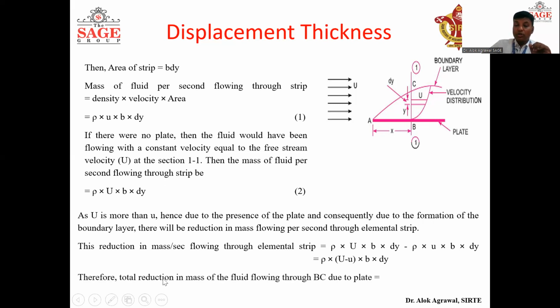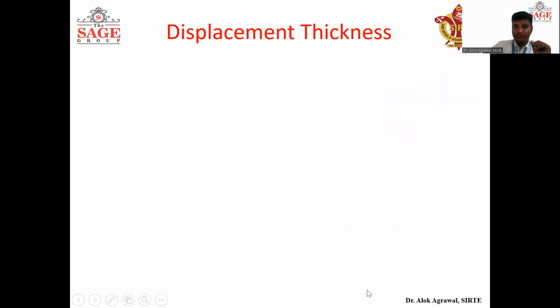Okay. Now this is for this small strip. Now if we talk about the complete displacement from B to C, how much will be the reduction in flow rate? Then we have to integrate it from B to C. So integrating this from 0 to delta, B to C means from 0 to delta, because here the boundary layer thickness is delta, rho b integral of (U minus u) dy, and this density and width of strip is constant, so it will come out of the integration. This gives equation 3.